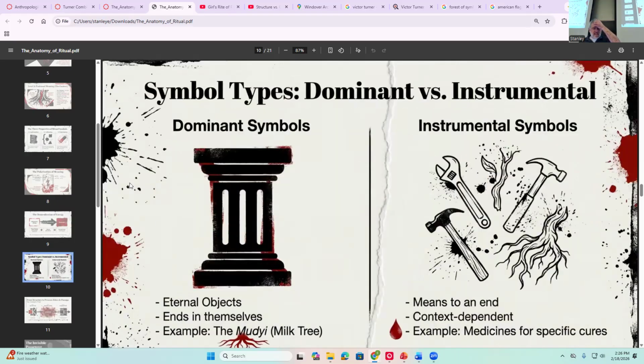He differentiates between, on the lower level, instrumental symbols, which are means to an end. Oftentimes, like this tree is used to cure headaches or diabetes or whatever. And they're very context specific, versus what he calls dominant symbols, like the milk tree, which again are very total social facts. They seem to be ends in themselves and connect all these different parts of society together to make something more than themselves.